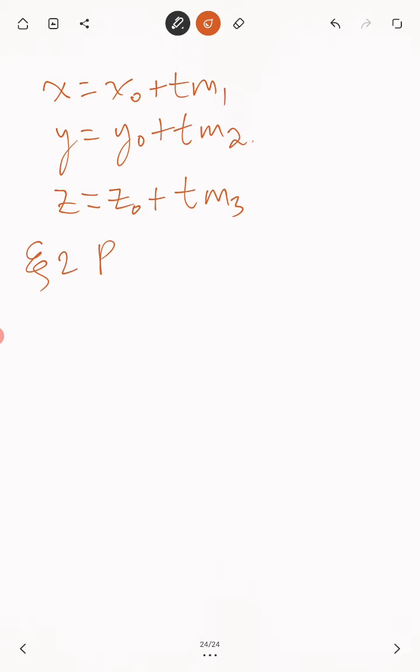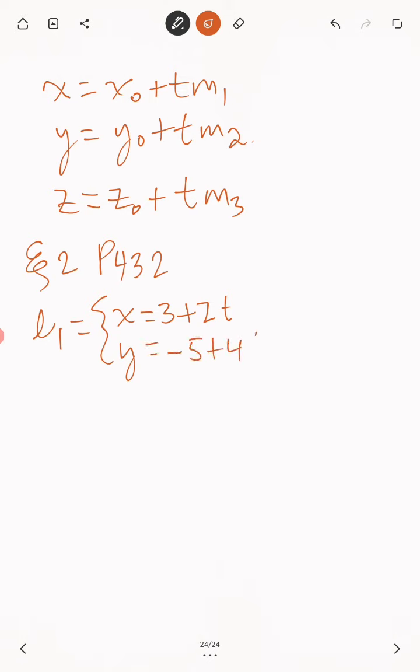This is an example with parametric equations of a line. And so it says, consider the line L1 given in parametric form, where x is equal to 3 plus 2t and y is equal to negative 5 plus 4t. Part A asks us to find the coordinates of 2 points on the line.